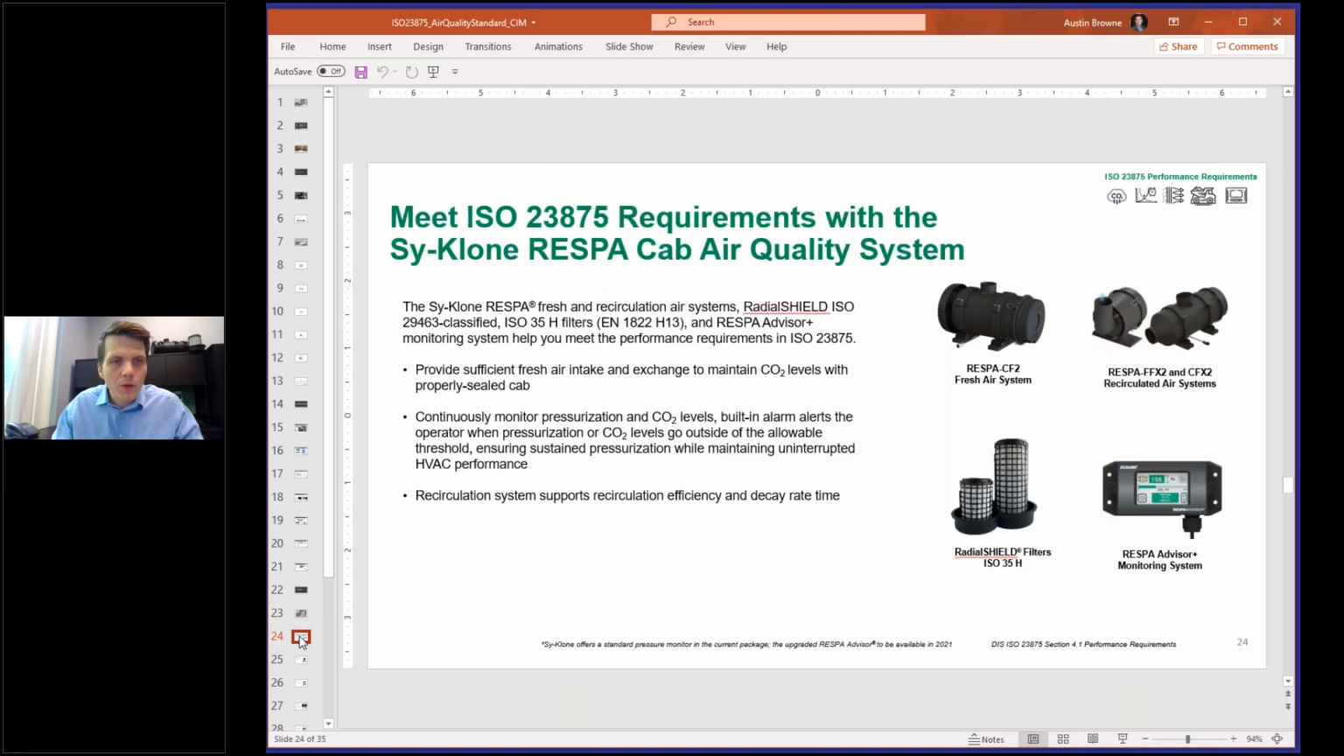And so we're going to walk through how you can tactically meet the performance requirements outlined in 23875. As we walk through these different systems, note that there are icons in the top right-hand corner, and this is where we'll actually be referring back to the specific engineering controls as well as performance requirements identified in the standard.